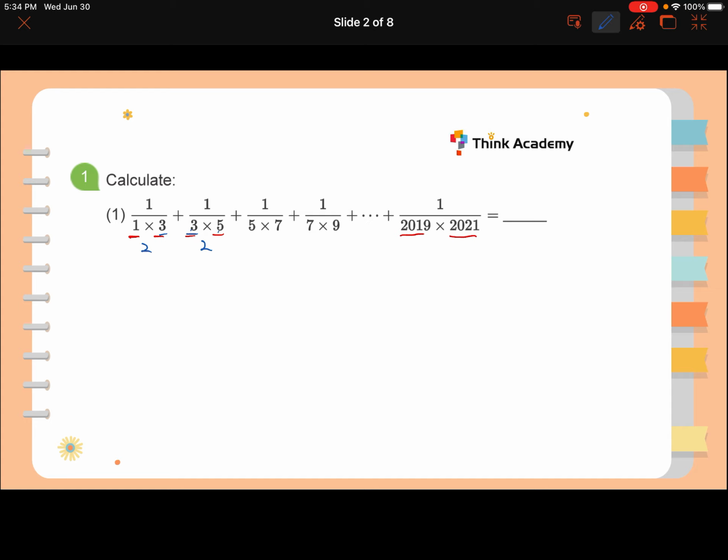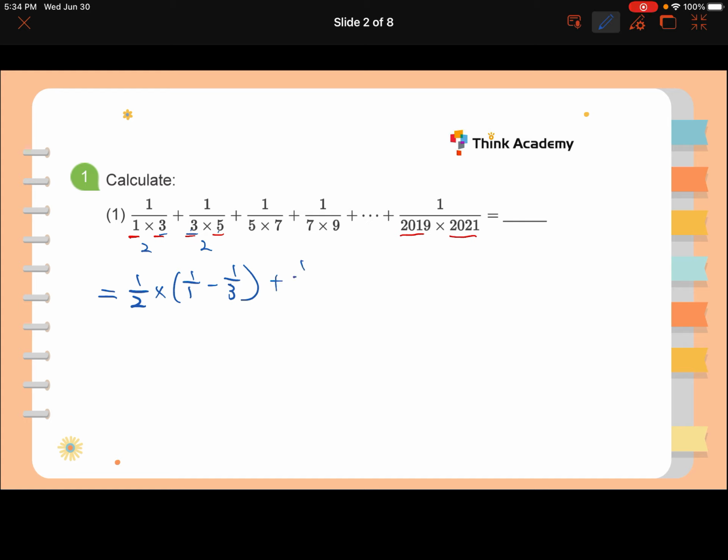Now we can rewrite the first term as 1 over 2 multiplied by 1 over 1 minus 1 over 3. Why do we have a 1 over 2 in the front? That's because the difference between the two numbers is 2. That's why we have 2 in the denominator. And then inside the parentheses, we just have 1 over 1 minus 1 over 3. Both 1 and 3 are in the denominators. So now that's the first term.